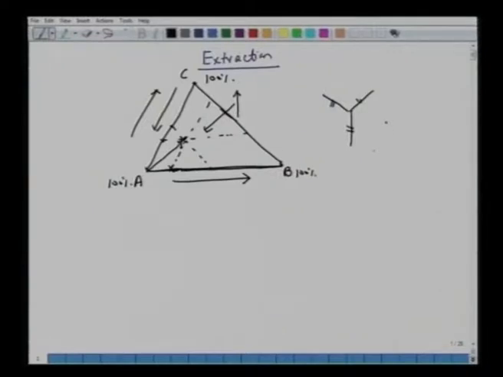So if I choose a point here and draw the three perpendiculars on the three sides, the sum of the three will also be constant, same as the altitude from C to AB, or A to BC, or B to AC. Making use of this property, one has this equilateral graph for the extraction system.